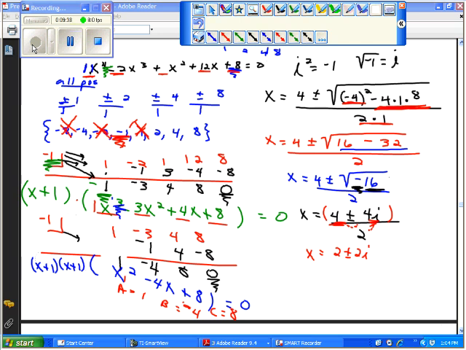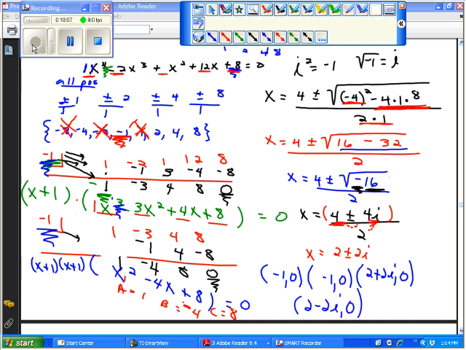So those solutions would look like then, my zeros are negative 1, another negative 1, 2 plus 2i, and 2 minus 2i. So those are the 4 zeros of the quartic. Any questions on number 9?